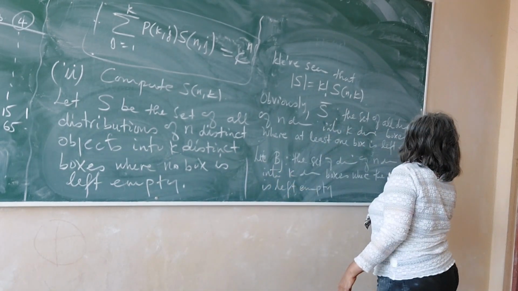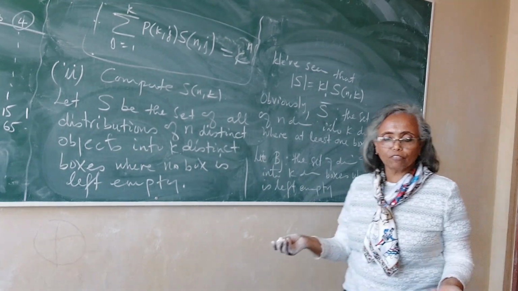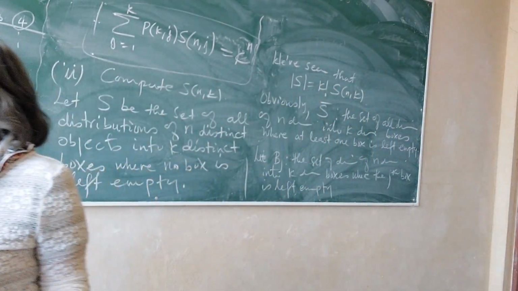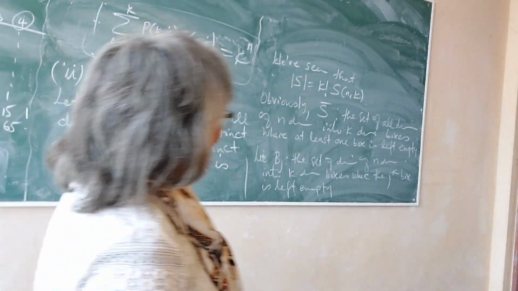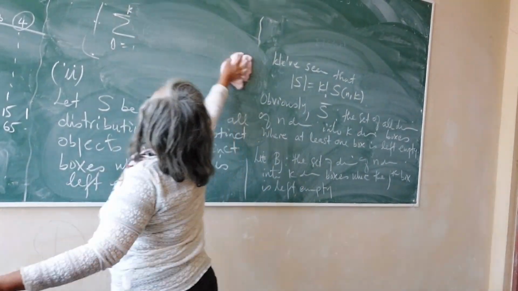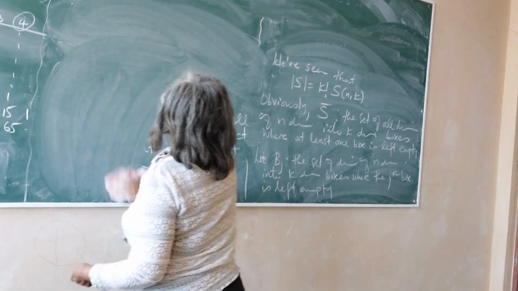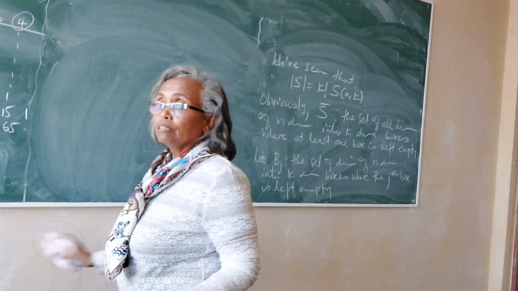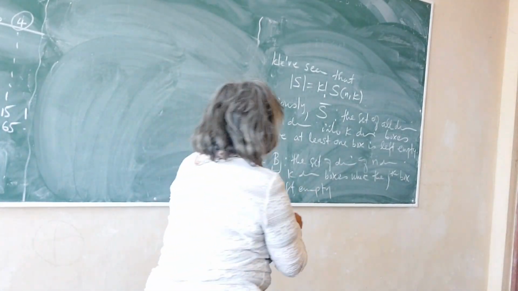Bj equal to the j-th box is left empty by those distributions in Bj. Okay, what does that mean then? That means that S bar is the union of the Bj's.